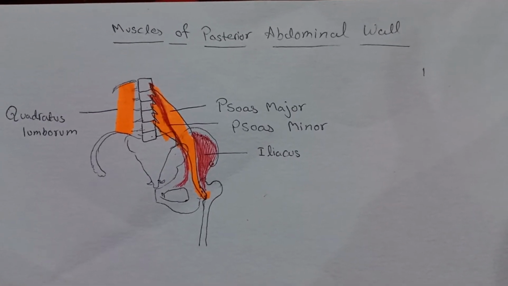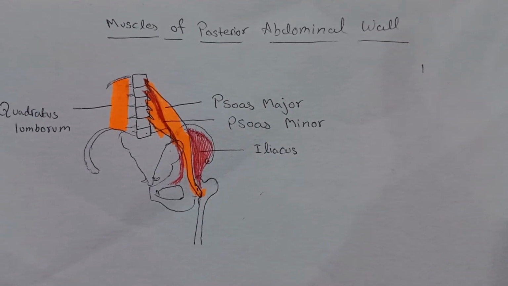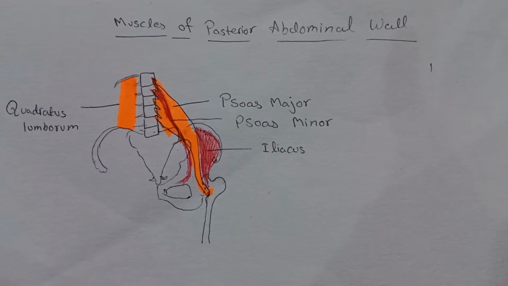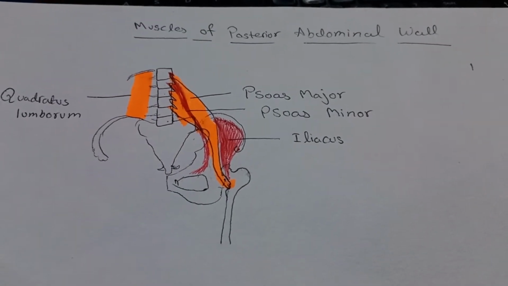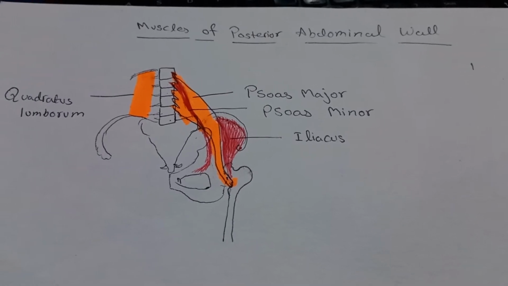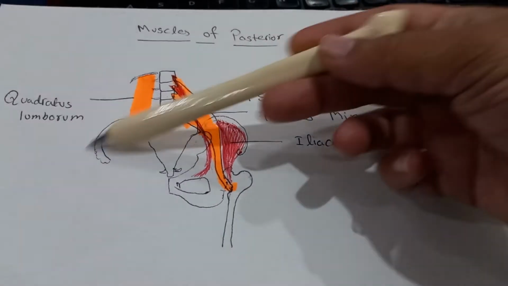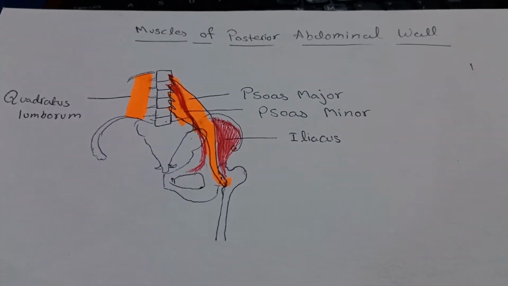We are going to start our chapter with muscles of posterior abdominal wall. Remaining topic will be discussed later. Now let us discuss about the muscles of posterior abdominal wall. Posterior abdominal wall consists of following muscles: quadratus lumborum, psoas major, psoas minor, and iliacus muscle.